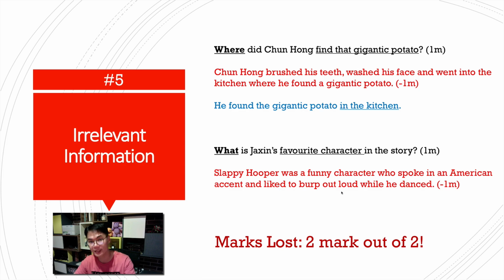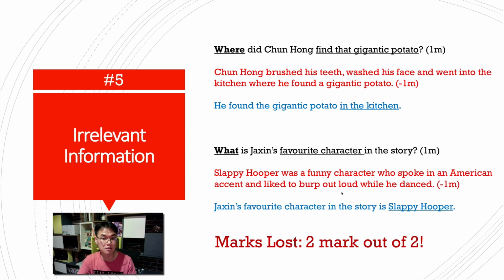What should the correct answer be? Simply, Jacin's favorite character in the story is Slappy Hooper. Full stop, right? Keeping it simple, answering the question will keep you from making mistakes of including irrelevant and uncalled for information. So be very careful here with this 5th common error that we make.